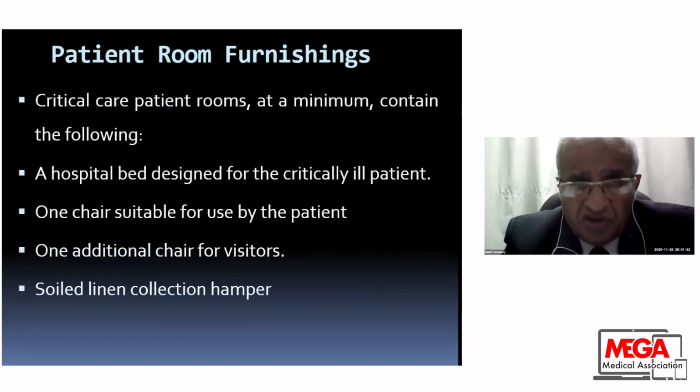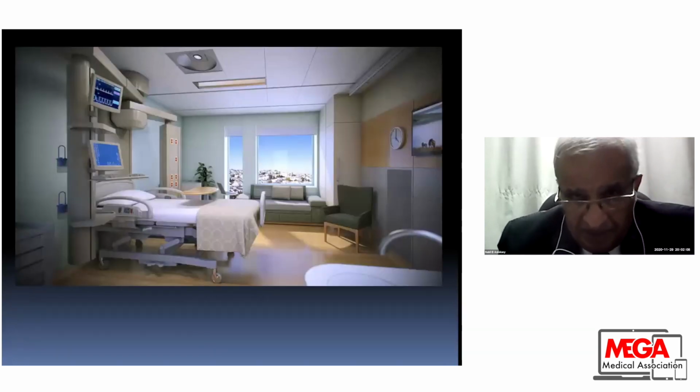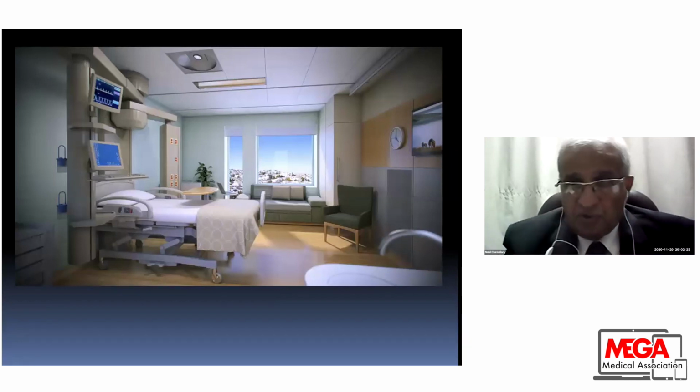Concerning the patient room furnishings, they should be at a minimum and contain the following: a hospital bed, one chair for the use of the patient, and one additional chair for visitors. It's not a matter of the whole family coming, no, one additional chair only. In the meantime, it should contain a soiled linen collection hamper. Imagine that's the single room for a patient. Look, it looks on a view which is lovely. In the meantime, the windows, the daylight, as I said before, improve the patient outcome.